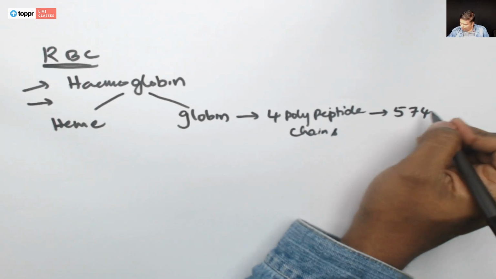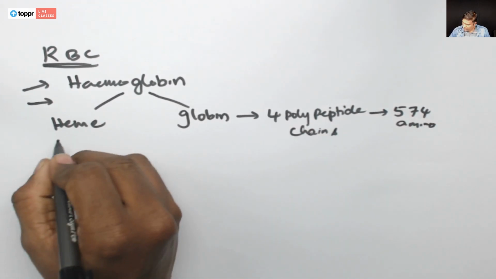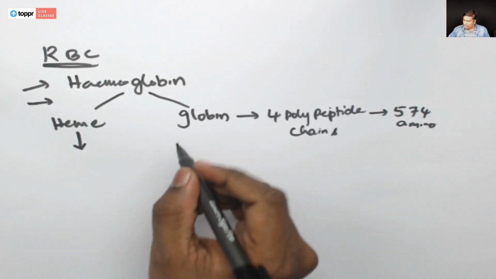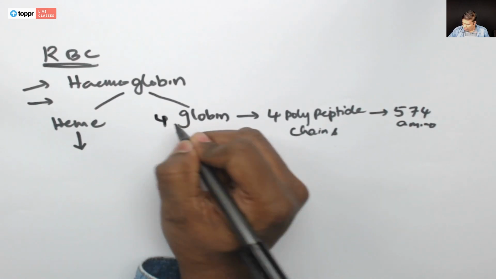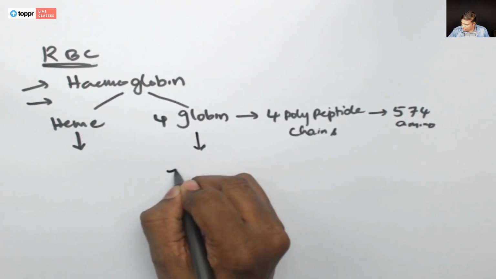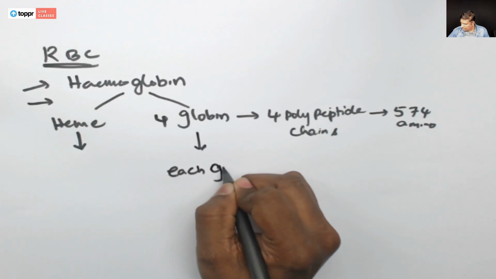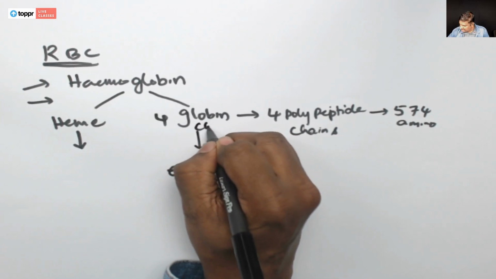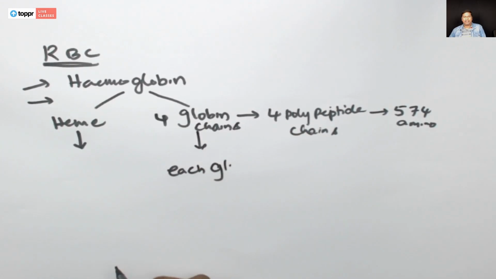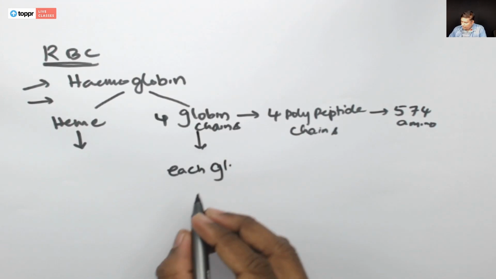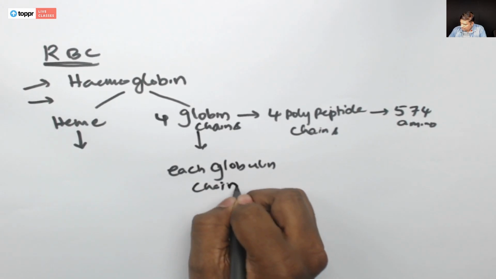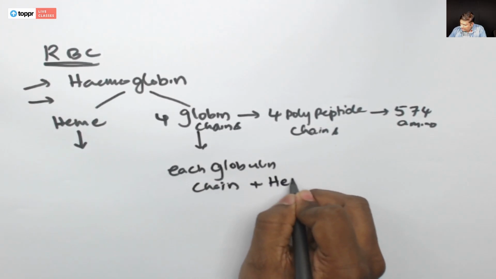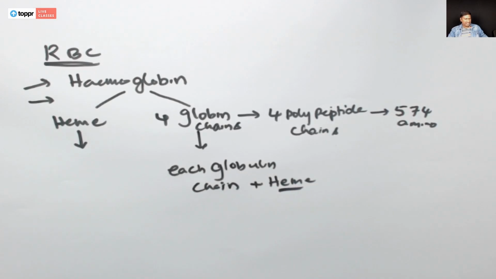Now, if you look at the heme part, each of these 4 globin chains has one heme part. So we have 4 globin chains, and each globin chain has one heme molecule. Let me just show that.